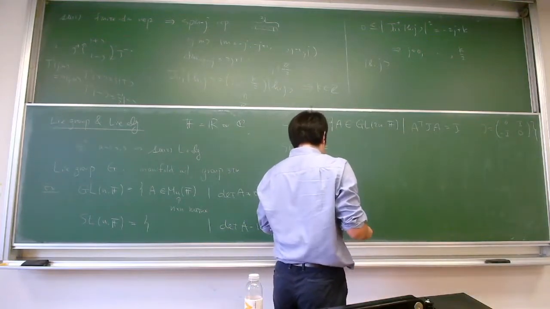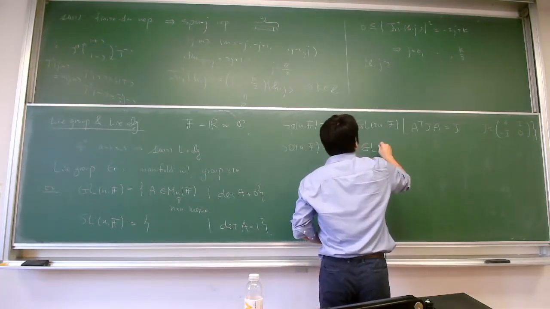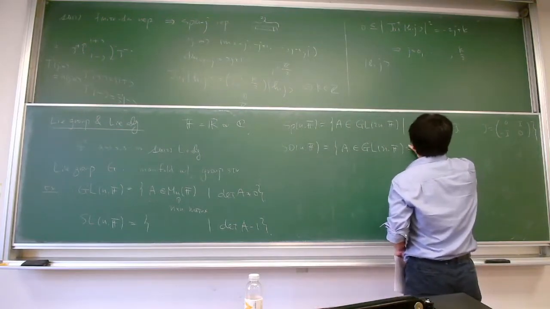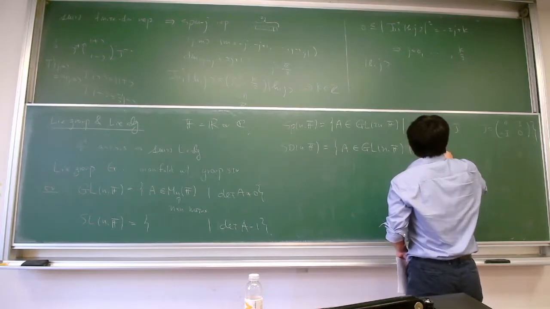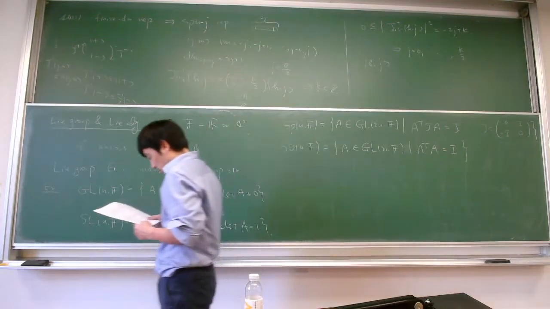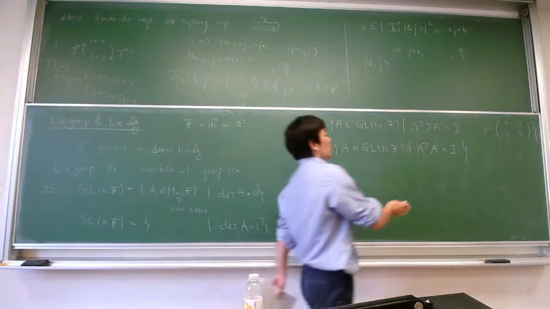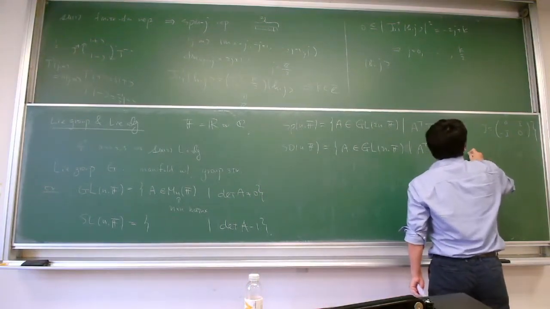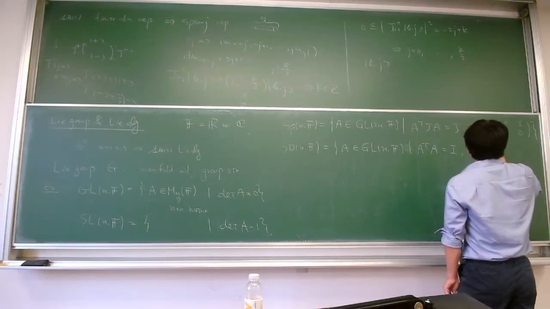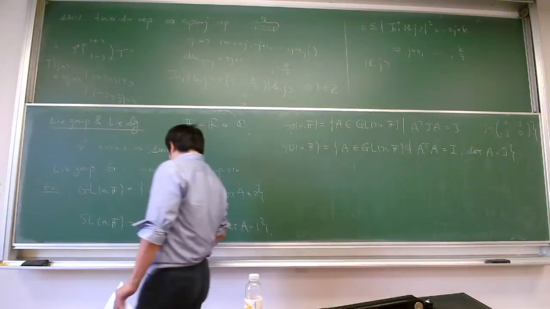And often we call O_n(F) the set of A in GL_n(F) but now with A^T A equal to identity. This is also related to the special orthogonal group, and I also have to impose in general that the determinant of A is equal to 1. So this is a condition.